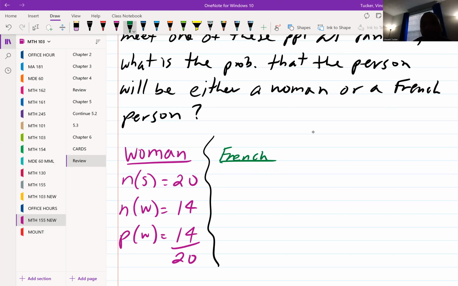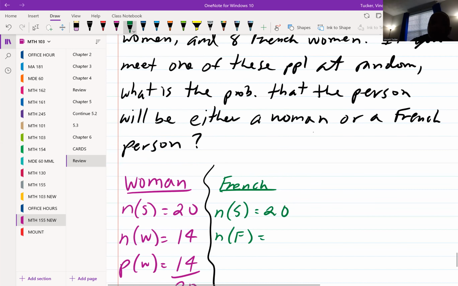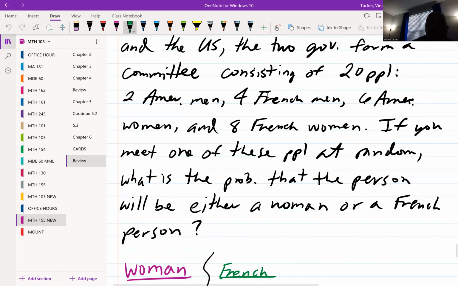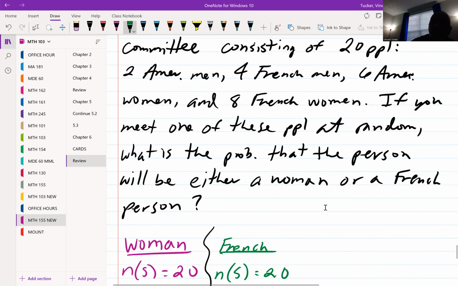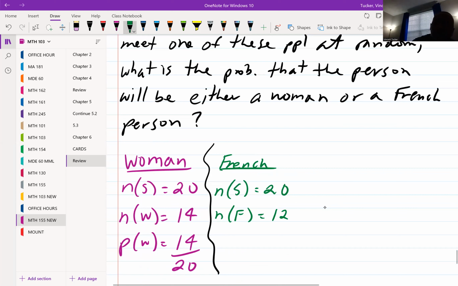All right. Everybody okay with that? Next, what's the probability of getting a French person? So the number of French people here, we have four men and eight women that are French. So that'd be 12. So the probability of getting a person that is French would be 12 over 20.